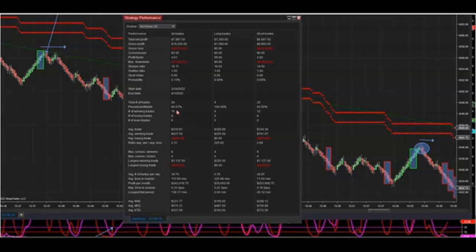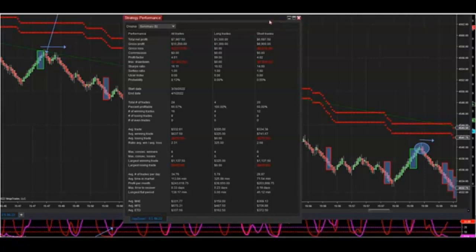Now obviously past performance isn't always indicative of future performance. We all know that, but it's been pretty good just the last few days I've been running it. It's running smooth. We're not shutting down. It's got a real nice profit factor, 4.61. So it's been doing very well, and the Sharpe ratio is 16, which is really good. So you can run the strategy.